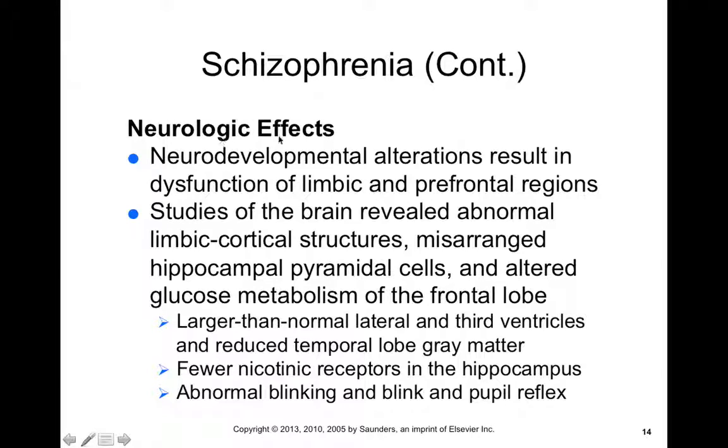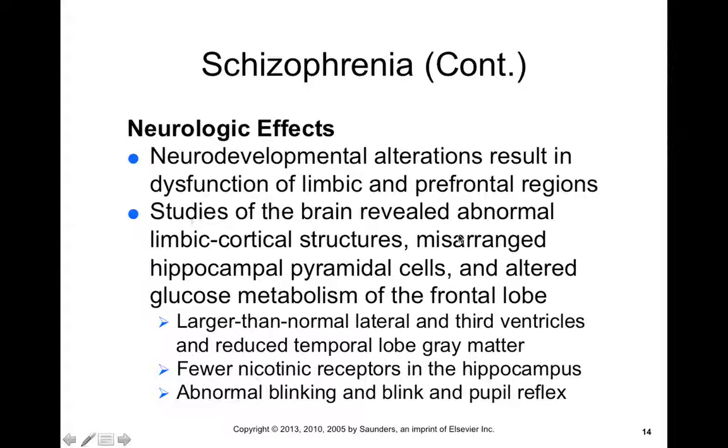And some of the neurological effects of schizophrenia relate to neural development. So we see changes in the limbic and prefrontal regions. Remember, your limbic system is involved with emotional processing, and the prefrontal regions are involved with higher order functioning, things like reasoning, logic, morality, judgment, personality, so that these are actually altered in development.